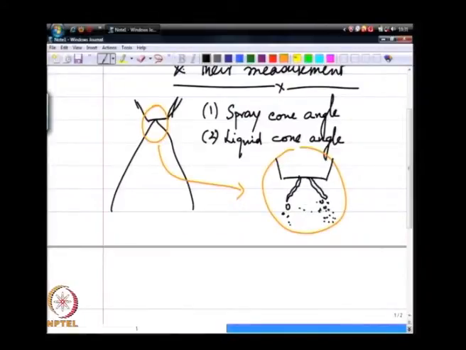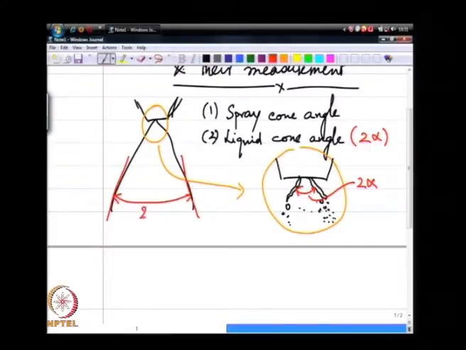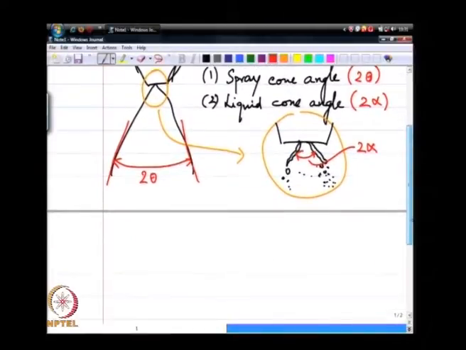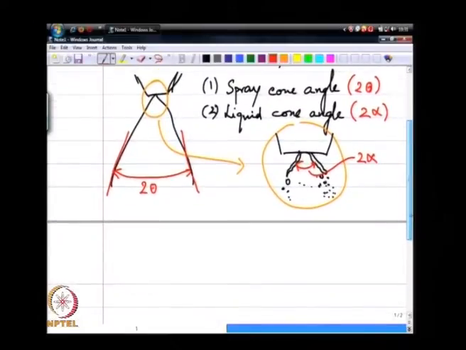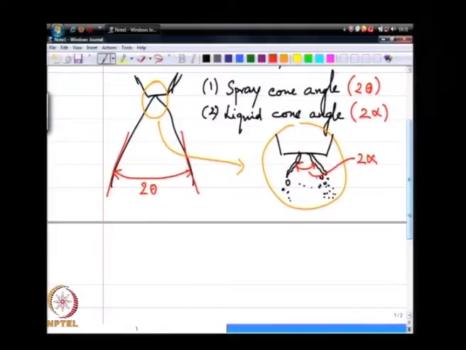The cone angle subtended by the liquid sheet itself is what is often referred to as the liquid sheet cone angle, and the measurement that you can make of the spray part itself slightly downstream is what we will often call the spray cone angle. Now, how do you measure these two properties?